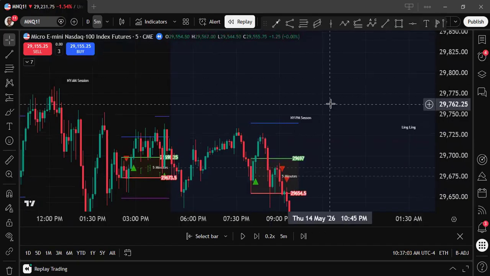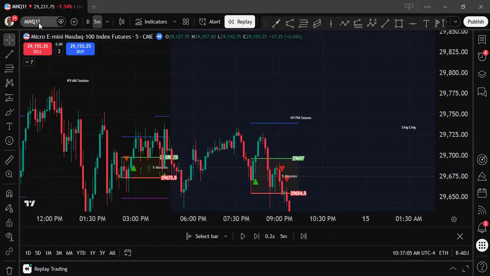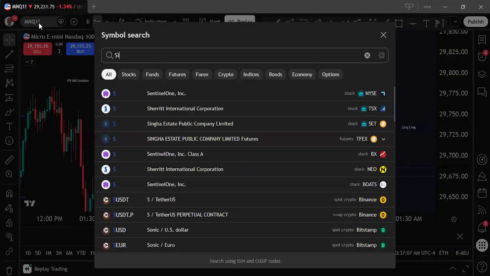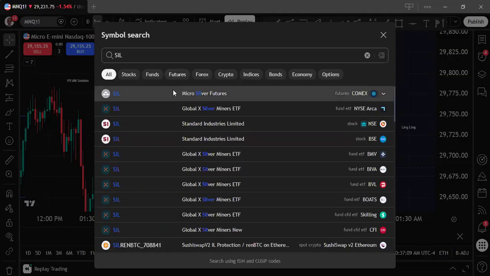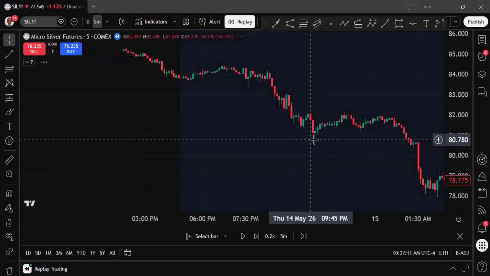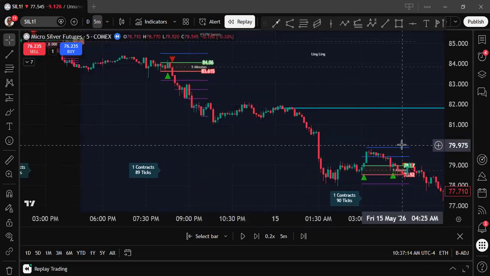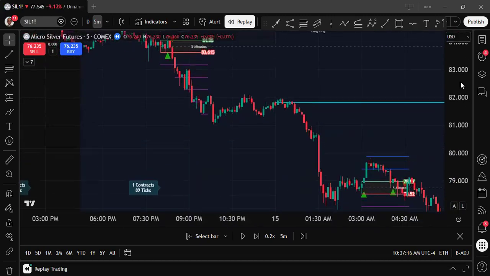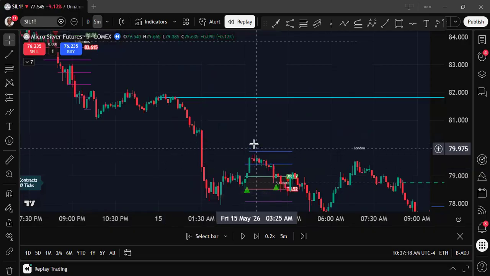All right. So yeah, let's go through silver. I think somebody was saying they want to do silver. This works just as well with silver.